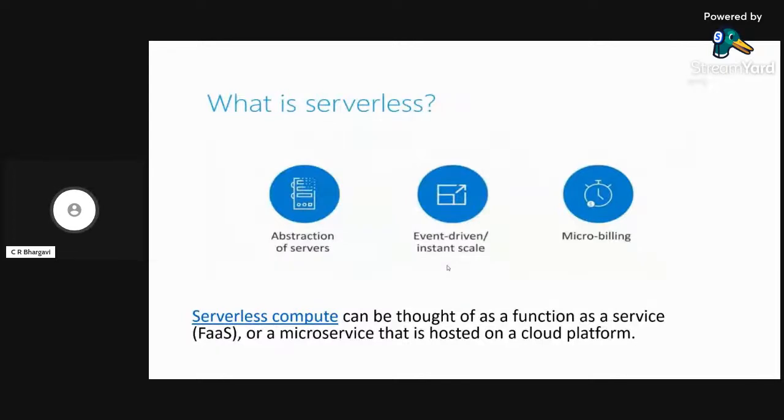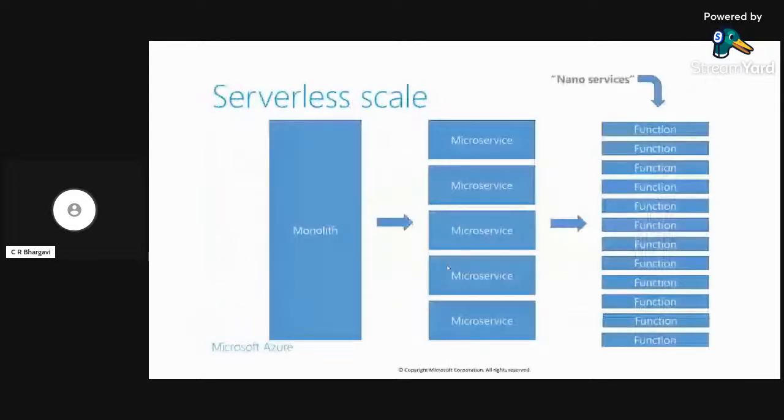Whenever you trigger an event, an instance will be created for you, and you will have micro billing available. So this is serverless. And when it comes to serverless scale, you will have a monolith, and with that you can have multiple microservices created for you.